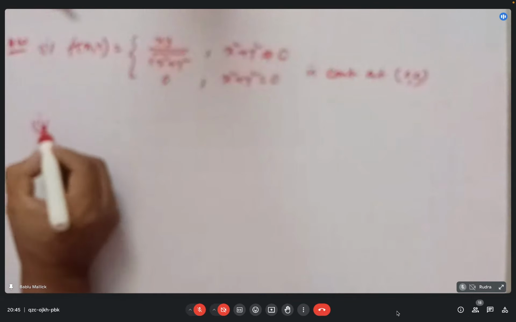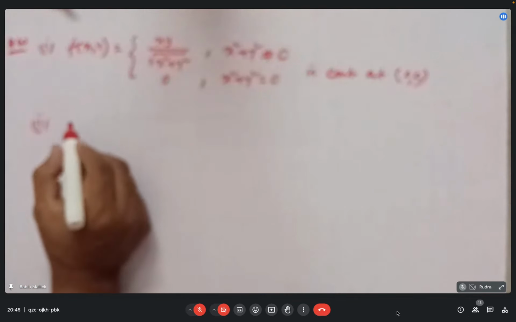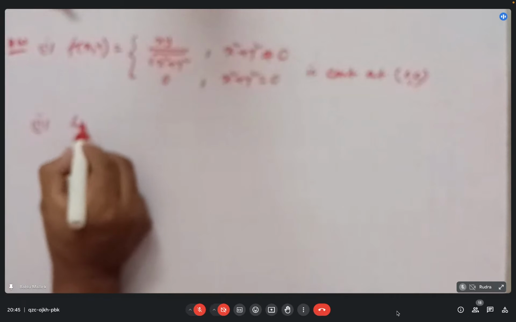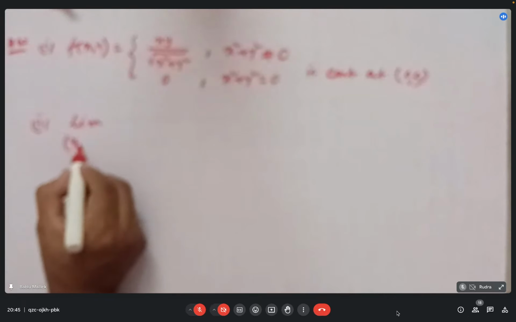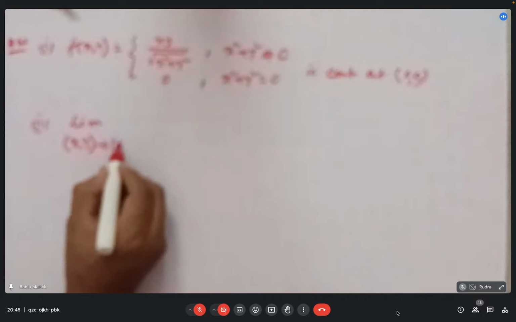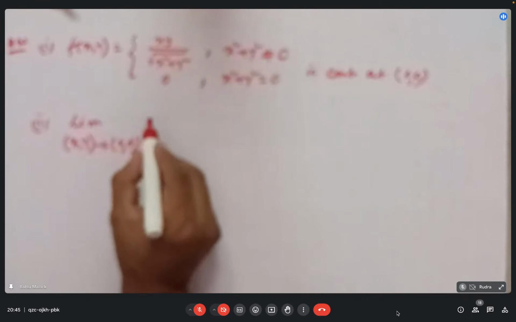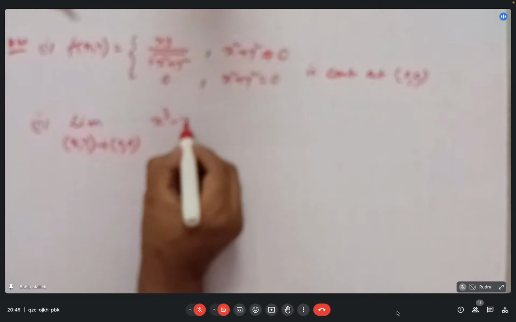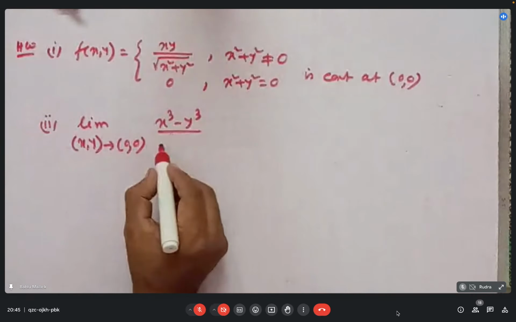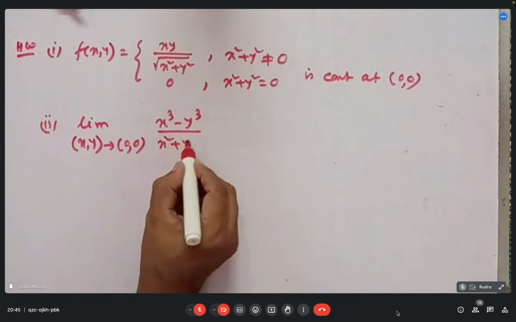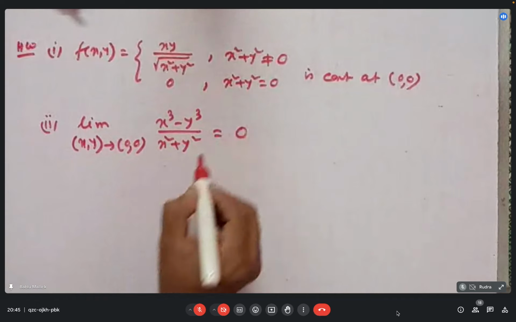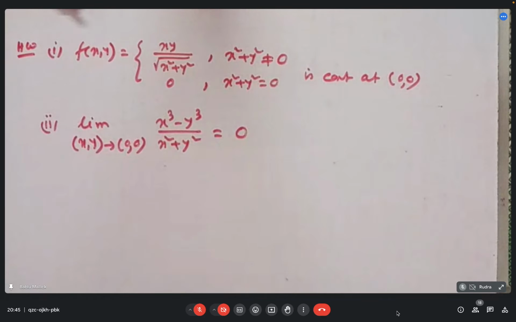And the second homework is this: show that the limit as (x, y) tends to (0, 0) of x cube minus y cube divided by x square plus y square is equal to 0. These two are your homework. Okay, so we shall stop here for now.